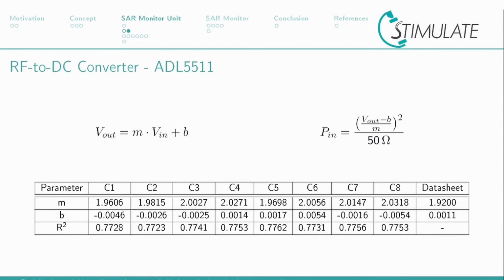The R-square value, as a measure for the goodness of fit, shows that the regression fits the data quite well, since 1 would be a perfect match and 0 would be no match.